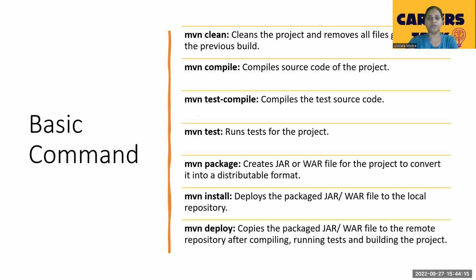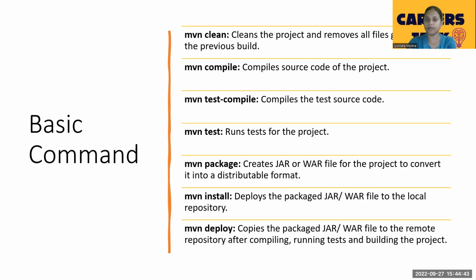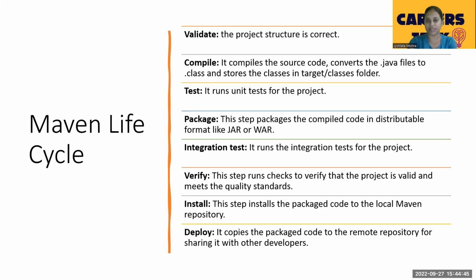Now some of the basic commands. For example, mvn clean. Remember the step where we said that when you compile your code, it gets converted from .java to .class and is stored in the target and class folder. So when you do mvn clean, anything present in the target folder gets deleted. Compile, yeah. So these are like your life cycle phases.